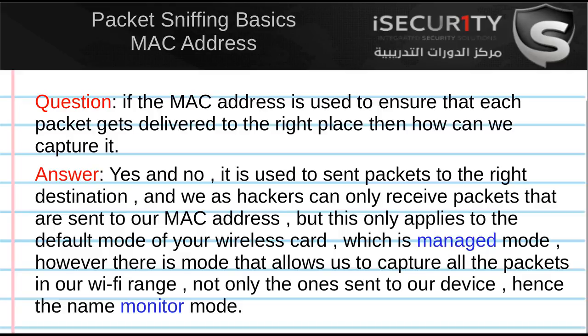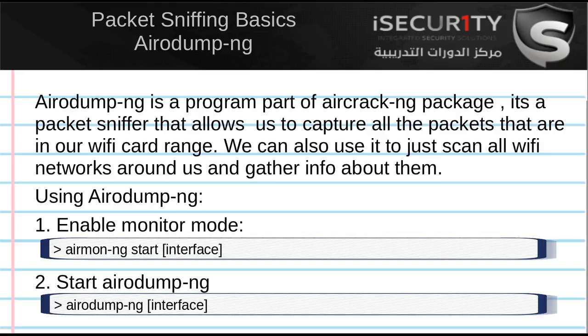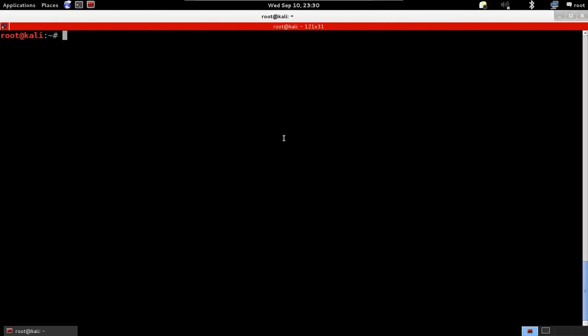So enabling monitor mode is very simple. We're going to use a tool called Airmon-ng, which is part of the Aircrack-ng suite. Let's see how we do this. First, I'm going to disable my Wi-Fi card again, the same way we did when we were changing the MAC address. So it's just ifconfig wlan0 down to disable it. Then we're going to use Airmon-ng to enable monitor mode.